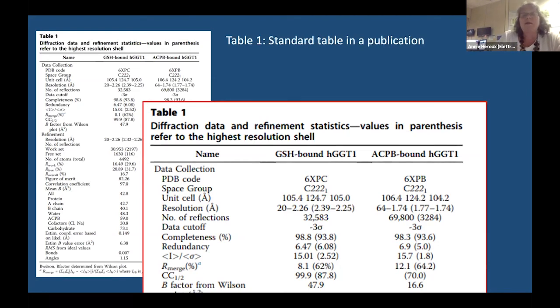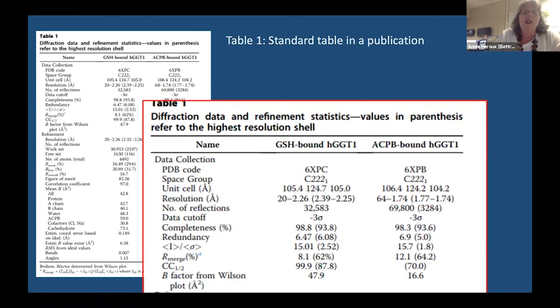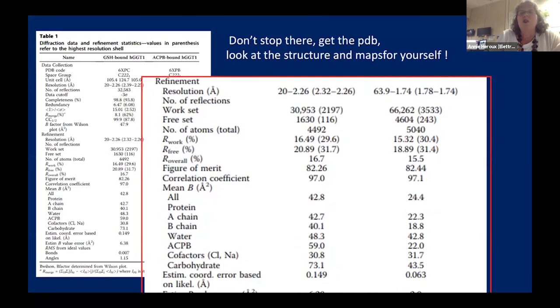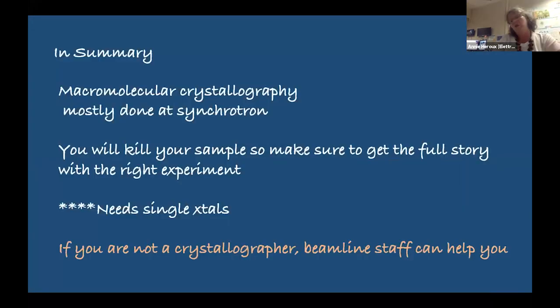So table 1 gives you the PDB code, space groups, and all kinds of information about the quality of diffraction, unit cells, and all the reflections. But also the overall quality of the end model, how many proteins, and so forth. So this is a standard, and if you get a little bit familiar with this, you can very quickly figure out what is the quality of the data.